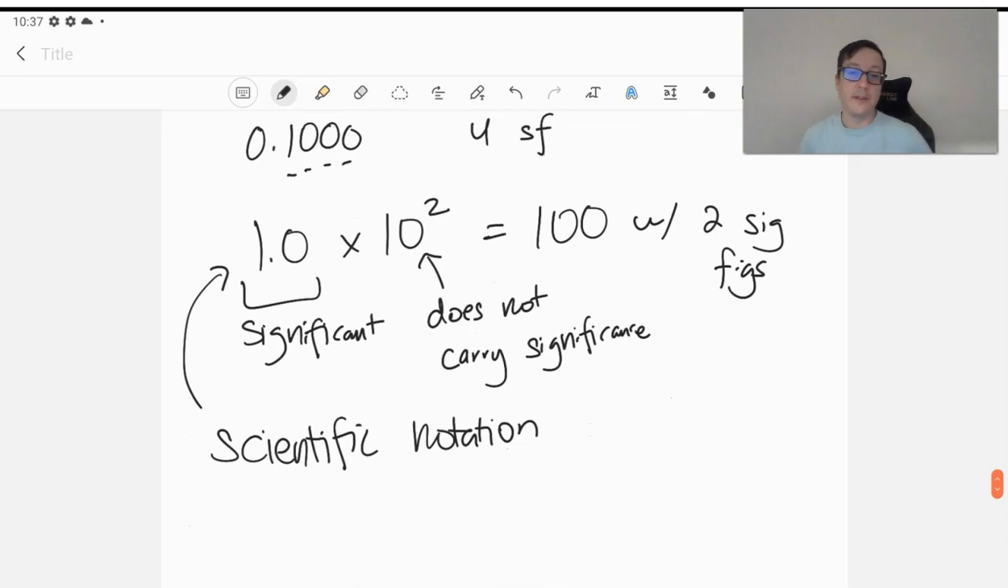In the next video on this topic, we're going to learn how to apply significant figures to actually working with these measurements that we've spent all this time working on how to apply.